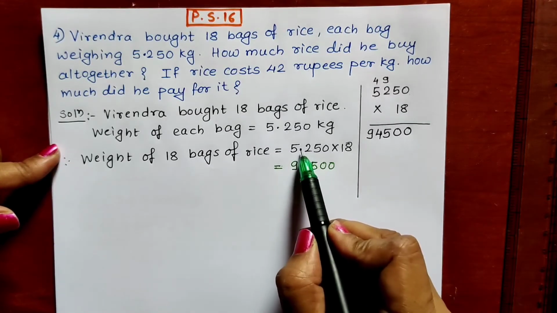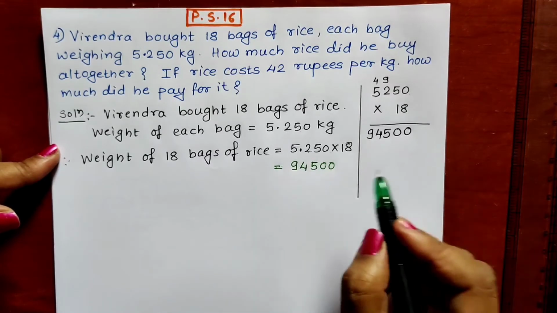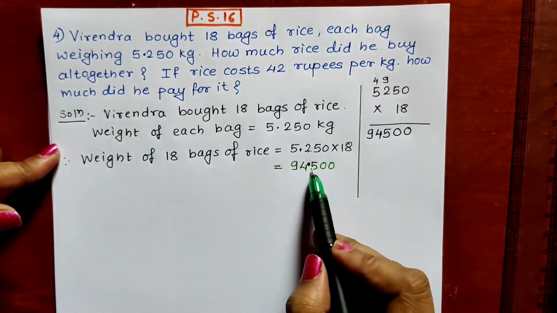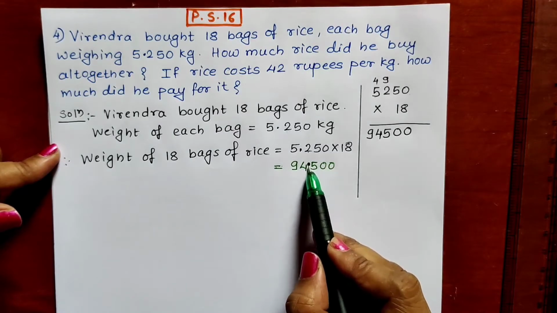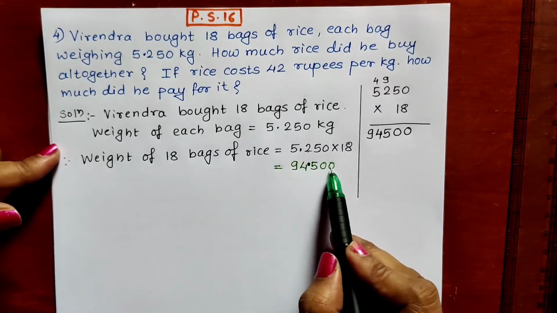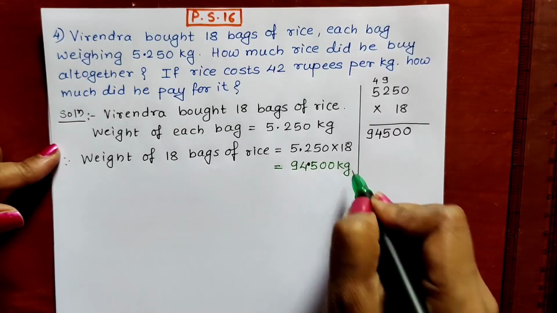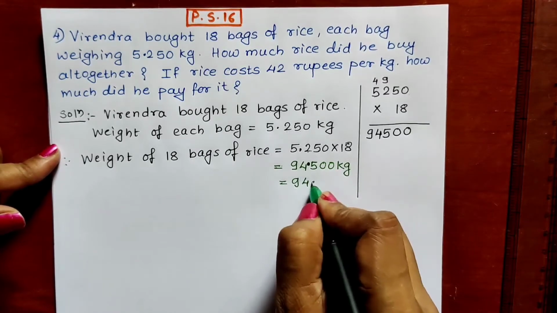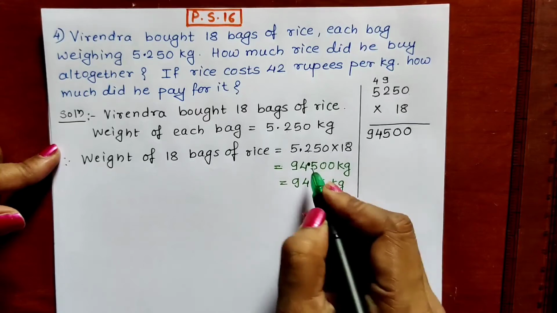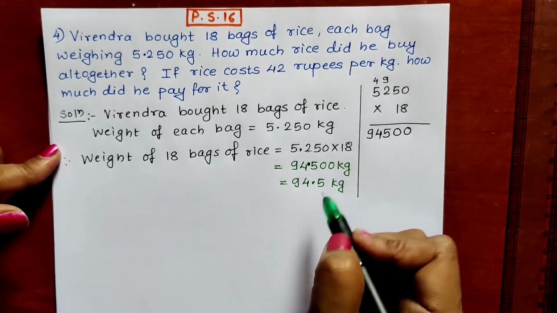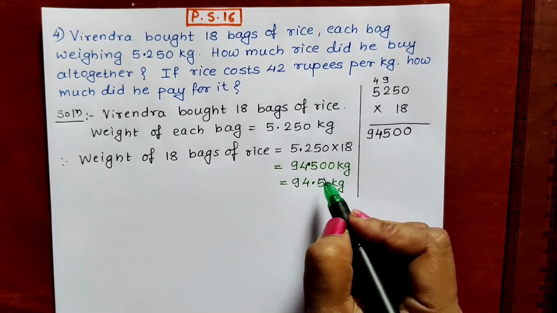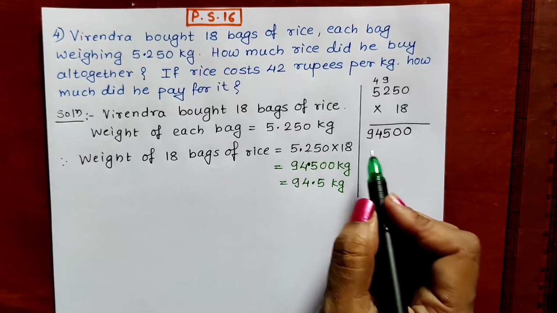But here we have to consider the decimal point and how many digits are there. After the decimal point, 1, 2, 3 digits are there. So in the answer also there should be 3 digits. So I have to put my decimal point here after 94. Now you can see after the decimal point there are 3 digits, 1, 2, 3. Now 94.500 kg means what? 94.5 kg, because after the point 1 digit is there and 2 zeros don't have any value. We don't write 94.500, we write it as 94.5 kg. We don't write those zeros.